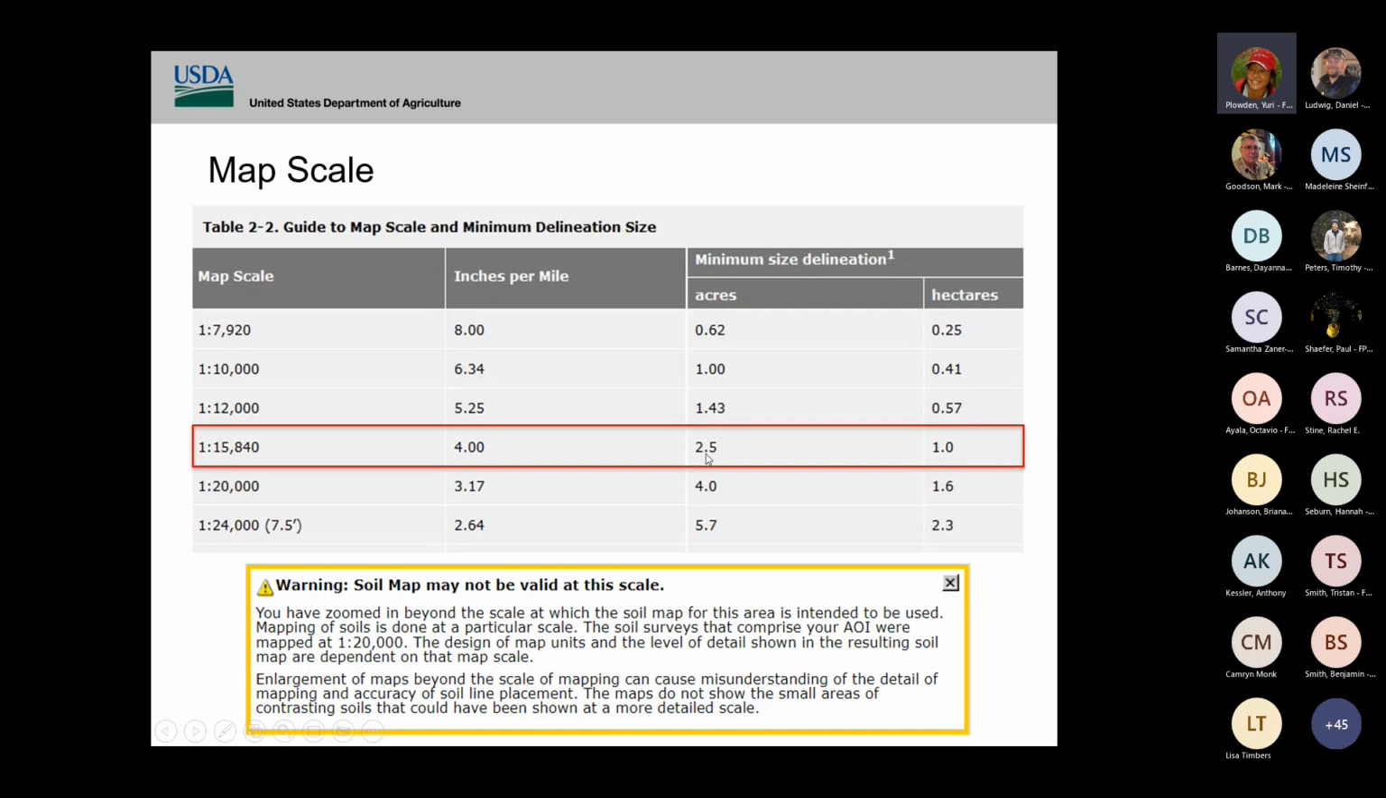And so often, if we zoom in further, if we zoom down to where we're only seeing like 2 or 3 acres on our map, then we're going to just see one map unit polygon. And obviously there's a lot of variability within that 2.5 acres. But that's if they did it at that scale, because at that time the maps were printed on paper and the maps were still readable when they were mapped at that scale.